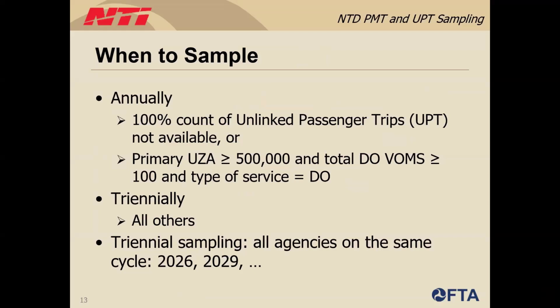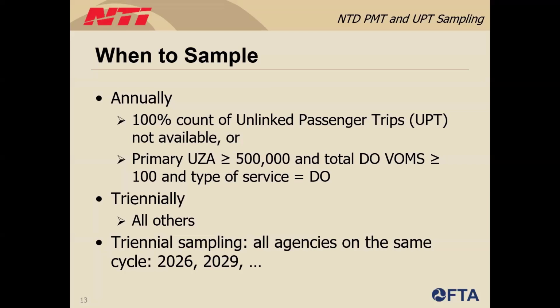All right, so I mentioned that most agencies have a 100% count of UPT, but not all in fact do. Some agencies also sample to collect UPT as well. So UPT data reported to the NTD needs to be collected every year. So if you are sampling for UPT, you do need to sample every year for UPT. While you're sampling for your UPT, if that's something you do every year, you also need to sample for PMT, but FTA only requires annual PMT sampling for the very largest services.